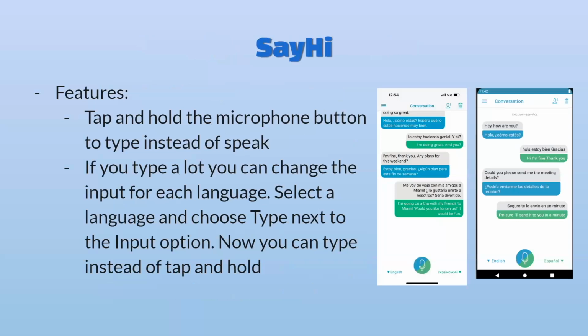Some features from Say Hi, like we previously said, you can tap and hold the microphone button to type instead of speaking. If you type a lot, you can change the input for each language. You can select the language and choose type next to the input option. And now you'll be able to freely type instead of tapping and holding.